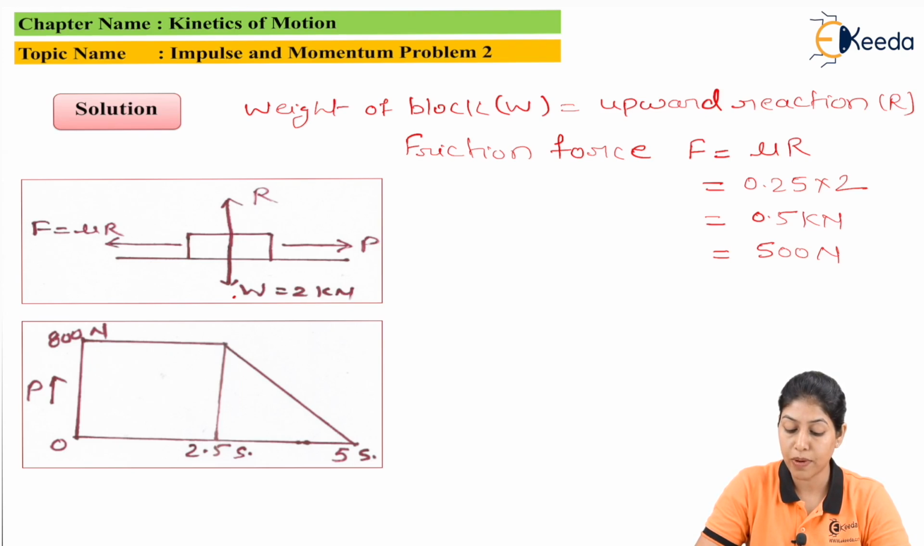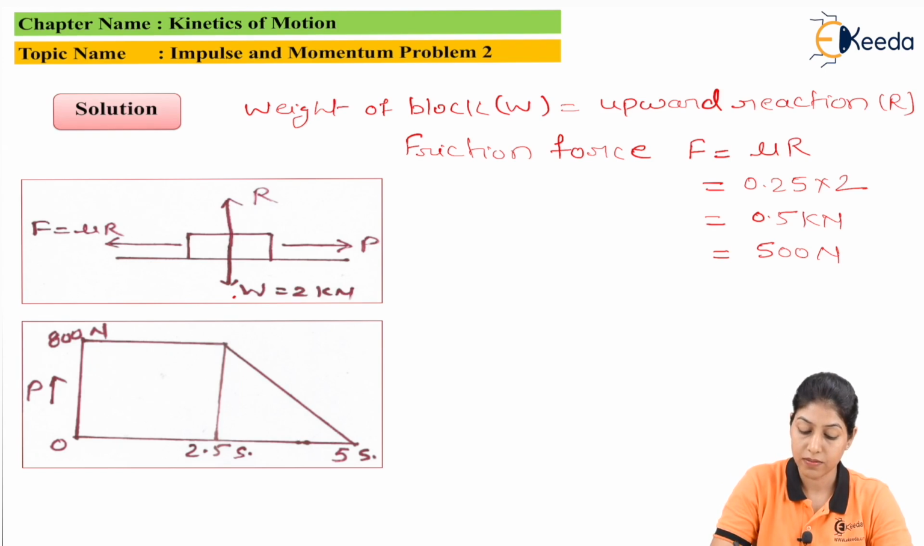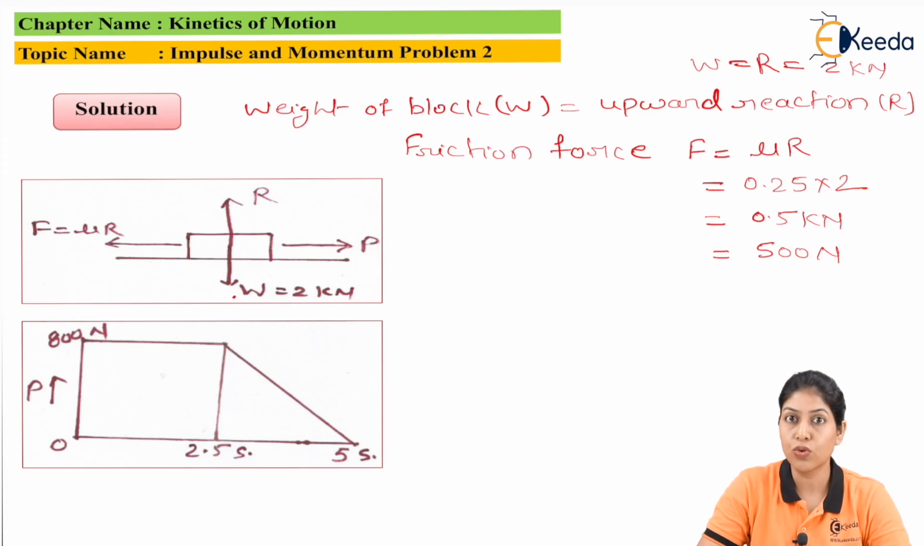We will apply the value of W in place of R. W equals 2 kilonewton, so R will be 2 kilonewton, and the mu value is given here. It is 0.25, so 0.25 into 2 will be 0.5 kilonewton. So we will convert this unit into Newton, so it will be 500 Newton only. Now we have the value of friction force.